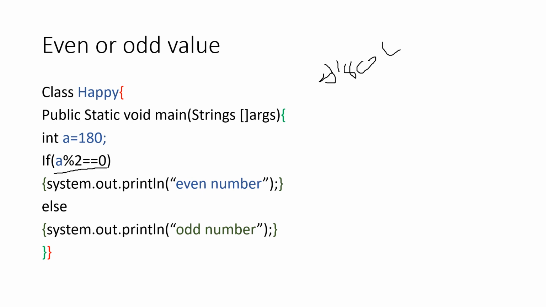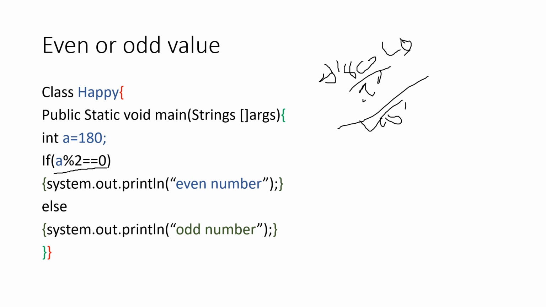The value will come as 90, and again it will come as 45. After that it won't divide further, so the remainder will be 0 only. Normally a divided by 2 will come as 45. Taking a modulus by 2, we take the remainder, and if that remainder value is 0, then only it will be an even number. So this is a simple logic.